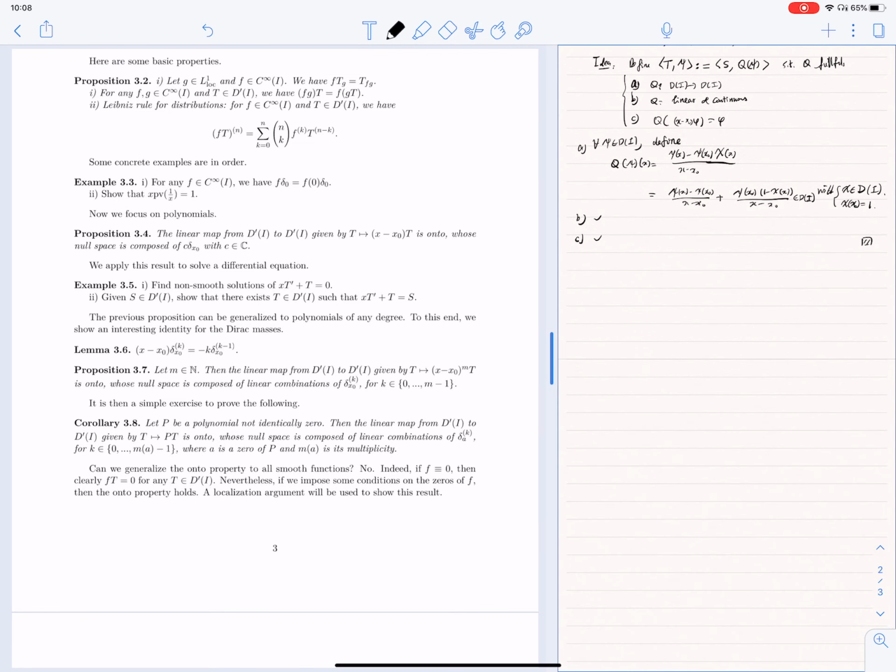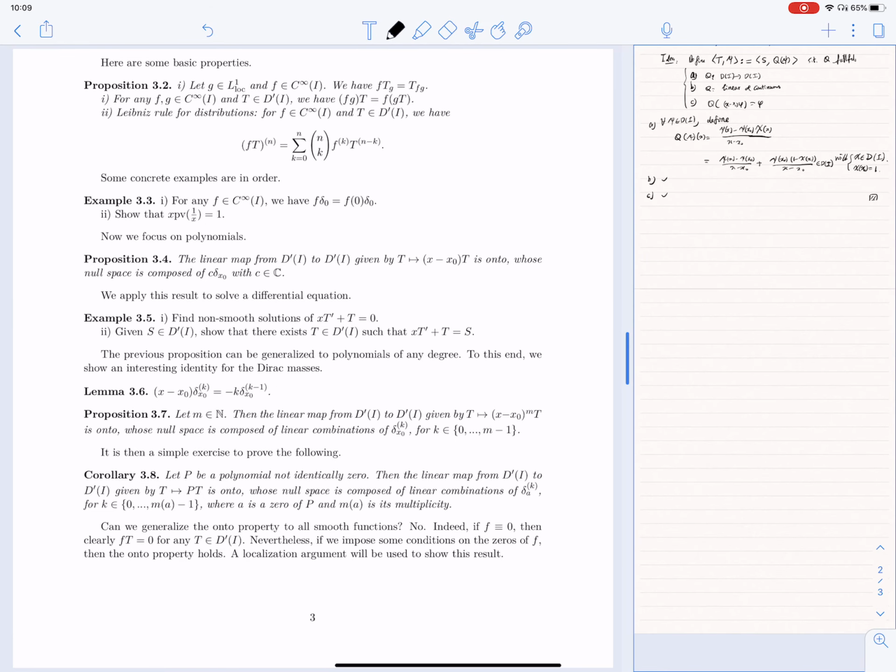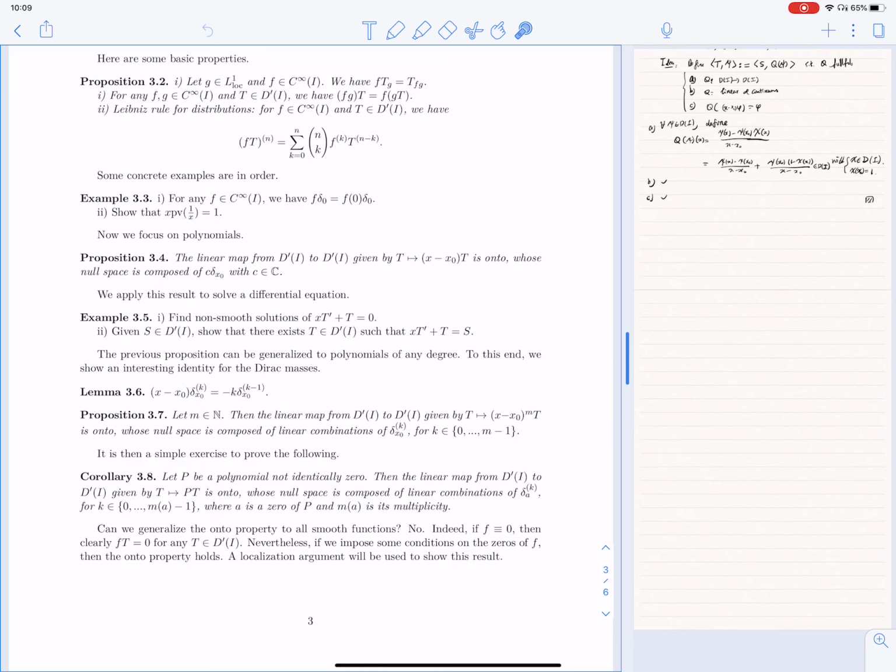Okay. Now that we have finished a theoretical result, we would like to apply this result to solve a differential equation. And this is the content of example 3.5. We have a fairly simple differential equation, a first order one: x multiplied by T prime plus T is equal to 0. This is a homogeneous equation, and we can solve it.